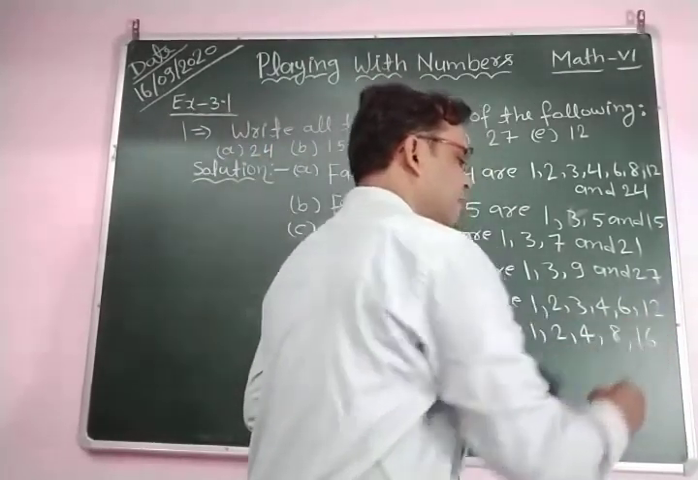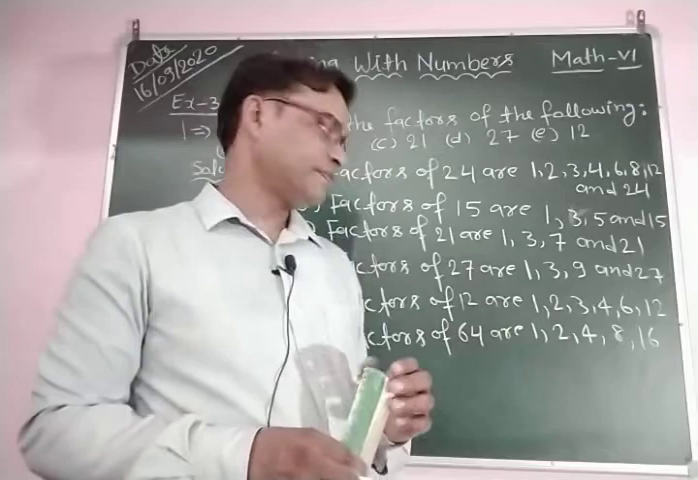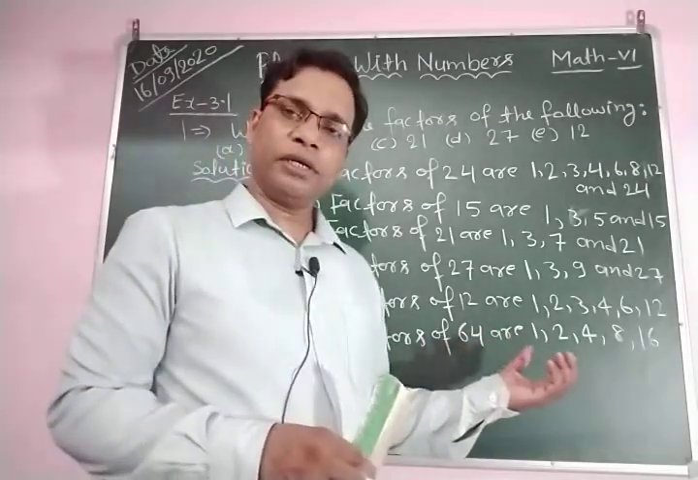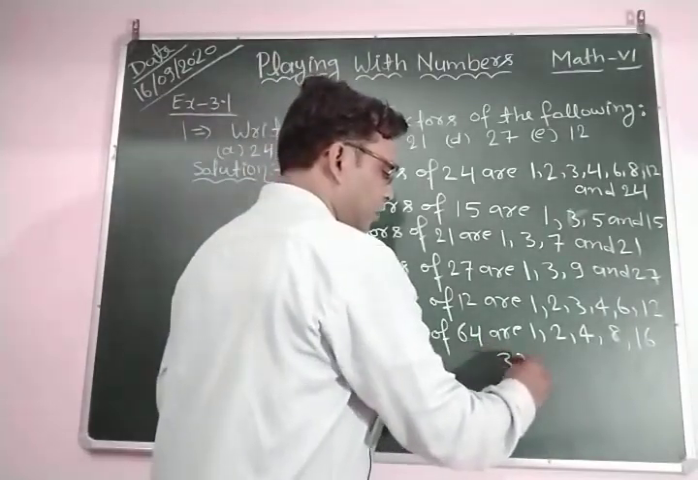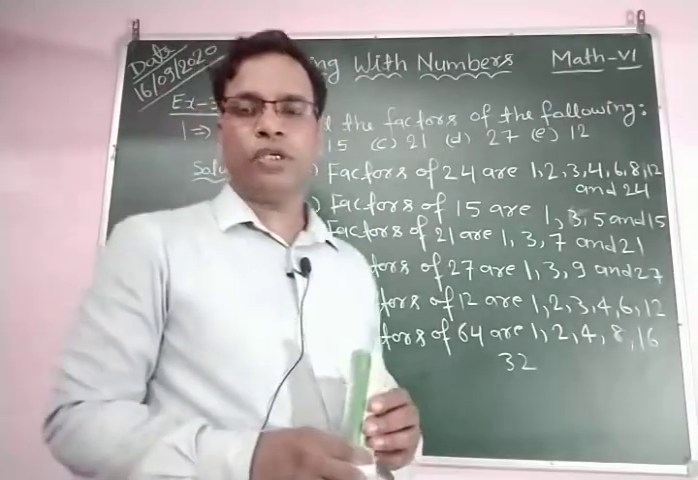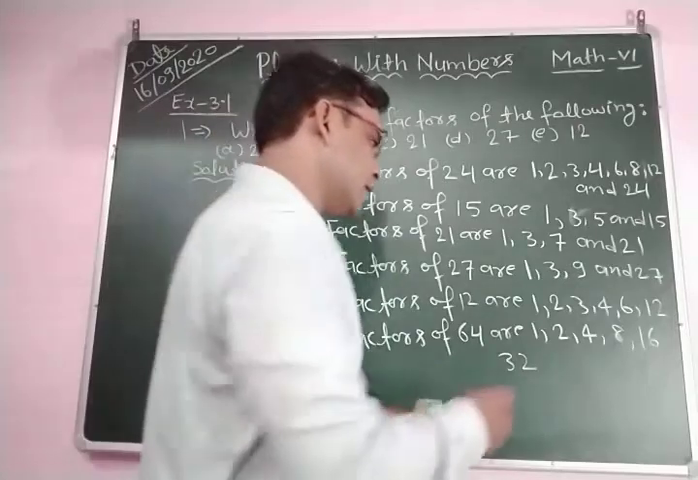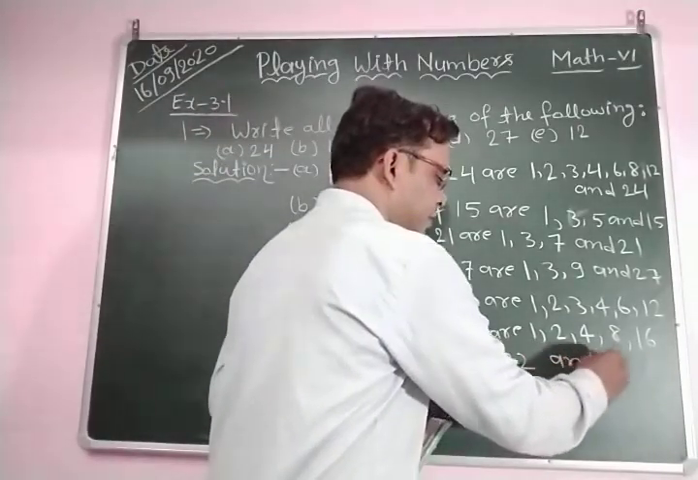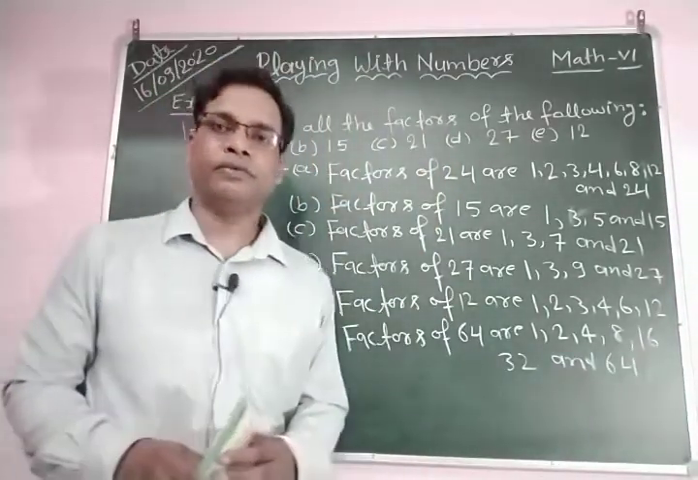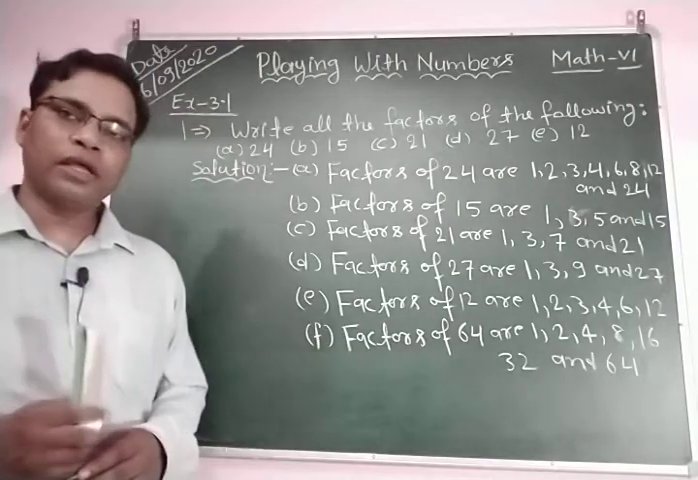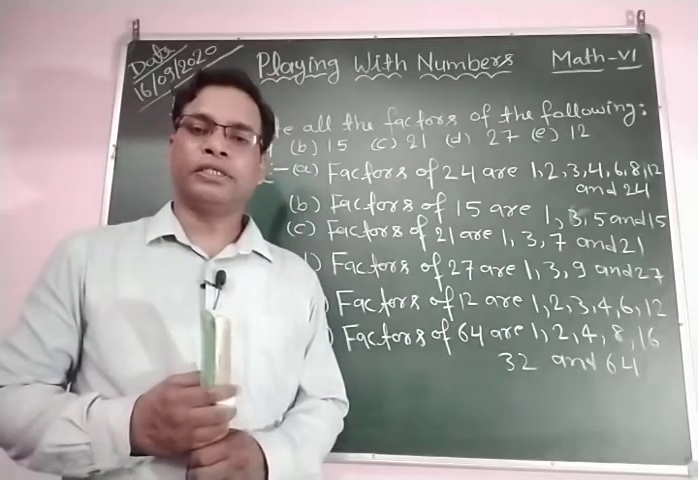Now 16 divides 64 4 times. 16 times 4 is 64. It means that 16 is a factor of 64. Now 32, again 32 divides 64. So 32 times 2 is 64. It means that 32 is a factor of 64. And then last, 64 itself divides 64. So you can say 64 is a factor of 64. So here you can see the factors of 64 are 1, 2, 4, 8, 16, 32 and 64.